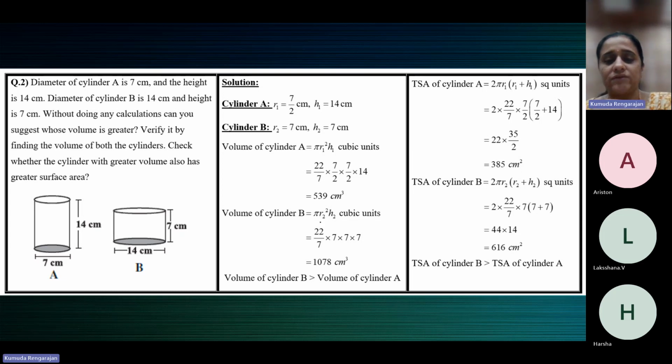So like this, you can find the volume of the two cylinders. And you can see that the volume of the second cylinder is more than the volume of the first cylinder.